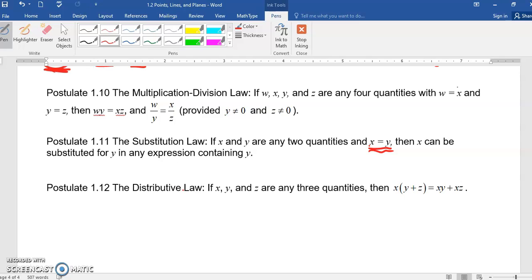Distributive law is something you probably remember from algebra. If it's x times the quantity y plus z, that means it's x times y plus x times z. So those are properties. Again, there's also explanation for those in your textbook that you could take a look at as well.